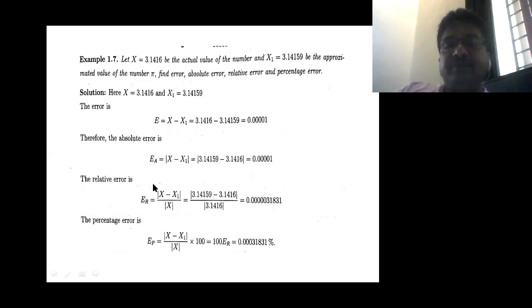Then relative error is what? Absolute error divided by true value. That is mod x minus x1 is this quantity divided by this true value. Okay, so this is the answer. This is the relative error. Okay, then percentage error is what? Relative error, that is this quantity into 100, and the answer is this 0.3 times not 31831. This is the percentage error.